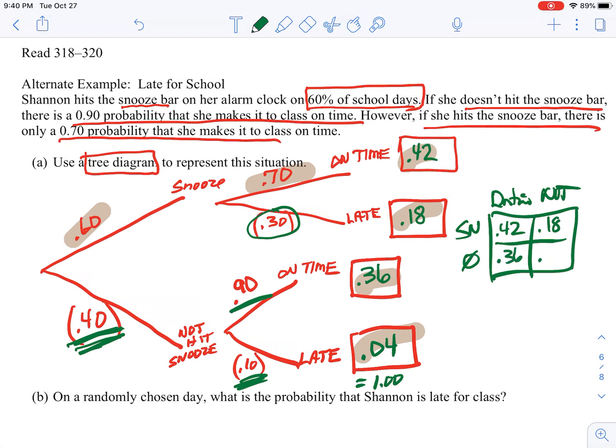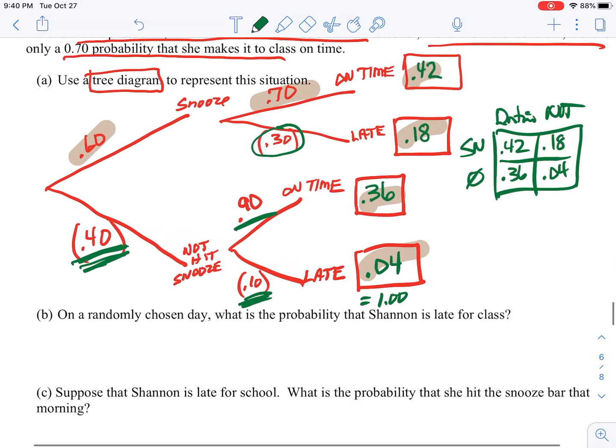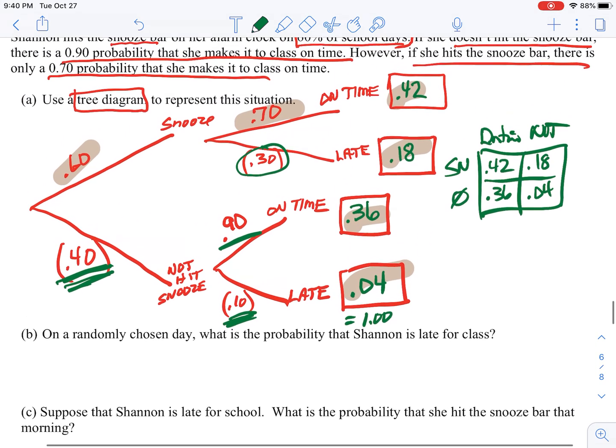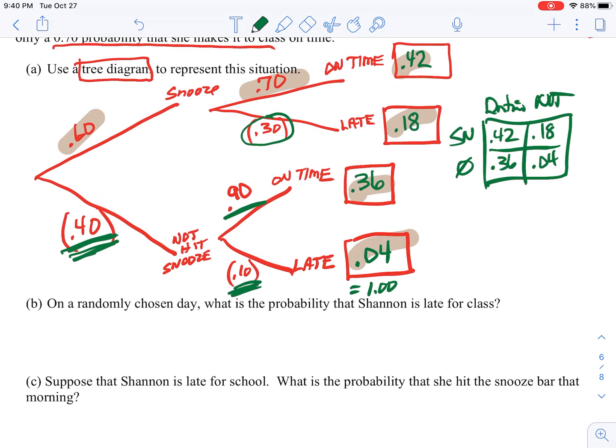So all of these methods that I've been showing you, whether it's a table or a Venn diagram or a tree diagram, we still have the four probabilities in the four cells of the table somewhere in the picture. So it's just another way to do it. However, the reason that we might want to do this is that tree diagrams are good when there's a first thing followed by a second thing. In this case, she hits the snooze bar first, and then she may or may not be on time. So anytime there's a probability problem where there's an order to things, a lot of times a tree diagram is better.